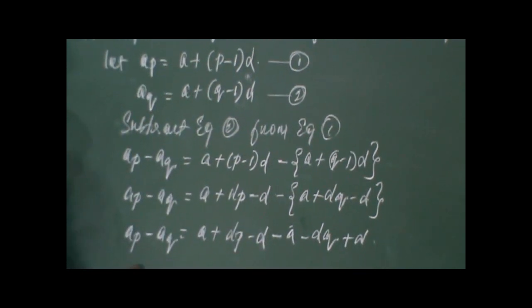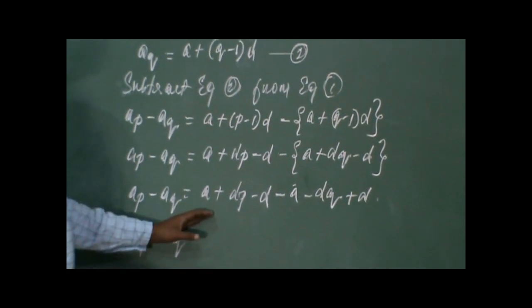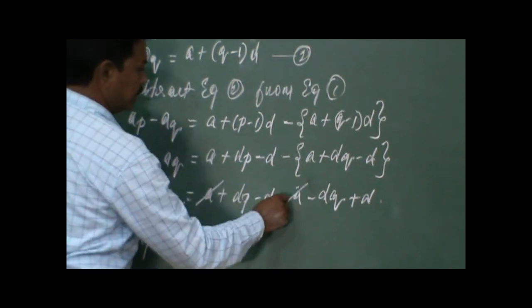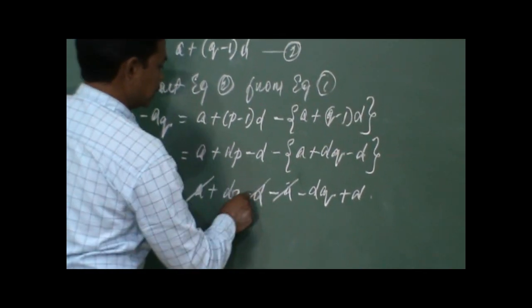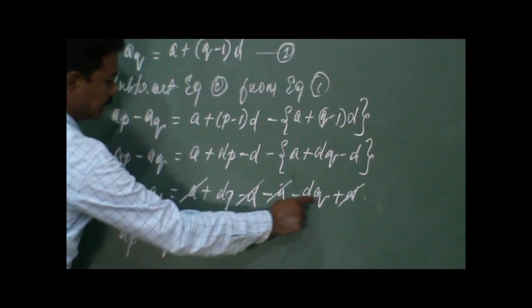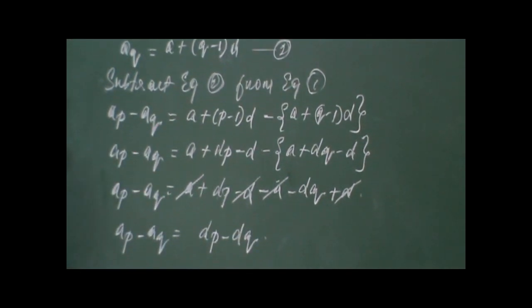So AP minus AQ. Before writing the step, look at the terms which may get cancelled. Here plus A minus A is going to get cancelled, minus D plus D is going to get cancelled. So you are left over with dp minus dq, dp minus dq.